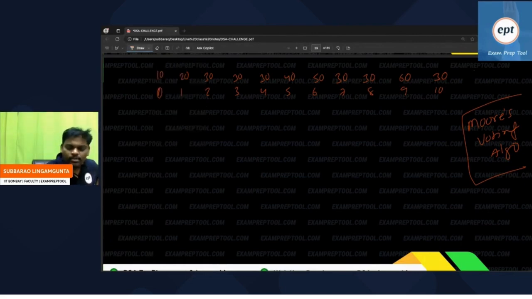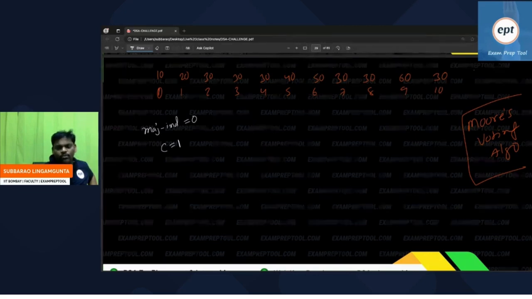So let us assume I started this process. Let us assume that the first person is the majority element. Careful, everyone. Majority element index is equal to 0. Assume that the first person itself is the majority element. And one more thing, because the first person, 10, already came one time, his count is 1. So majority element index is 0 and count is 1.